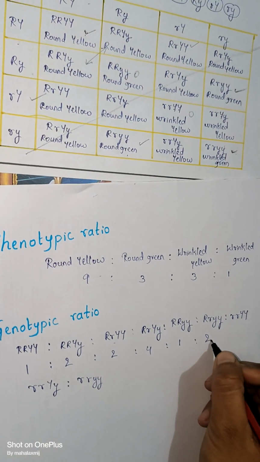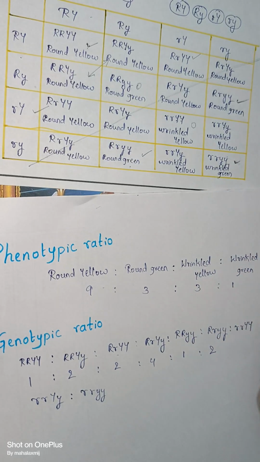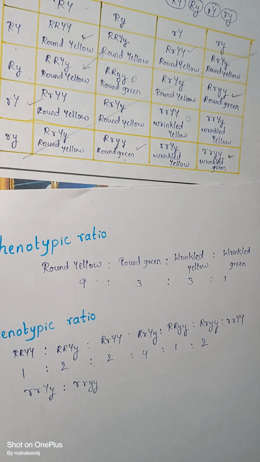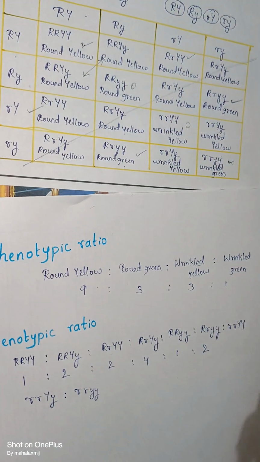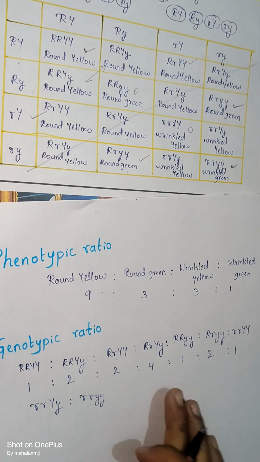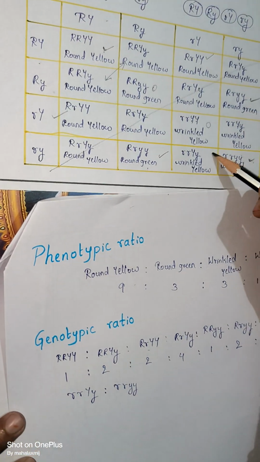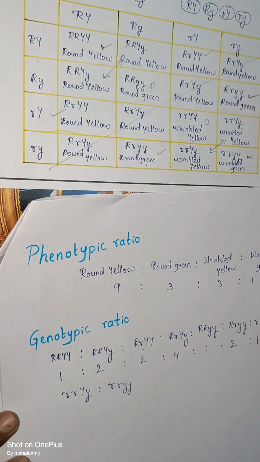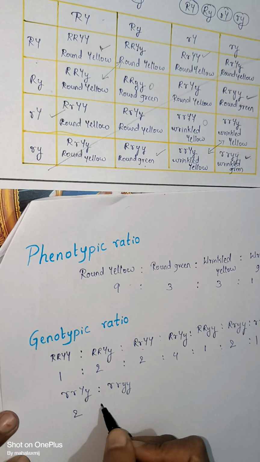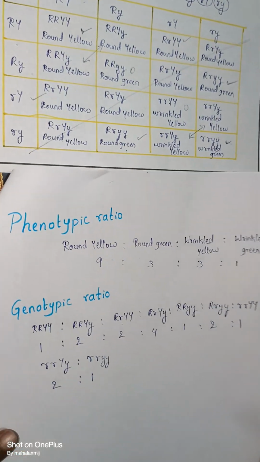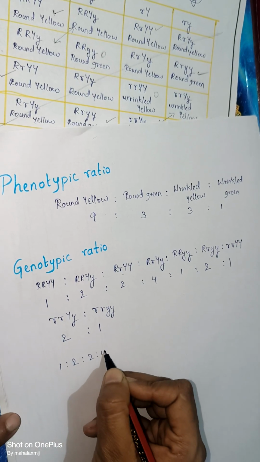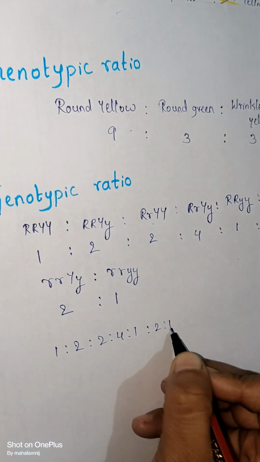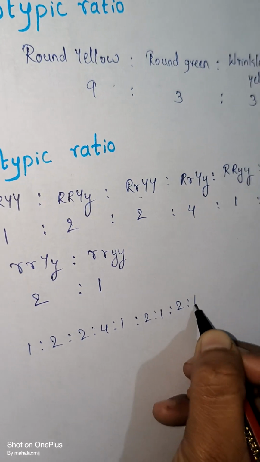So it is 2. Then small r, capital Y, here it is, that is only 1. Then next these two are similar, hence it is 2. And the last one is again 1. So the genotypic ratio is 1 is to 2 is to 2 is to 4 is to 1 is to 2 is to 1 is to 2 is to 1.